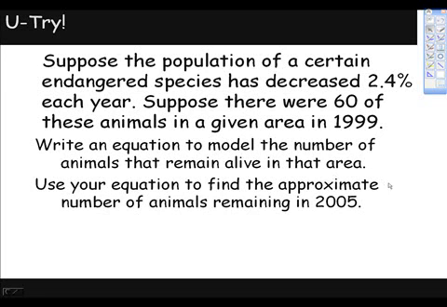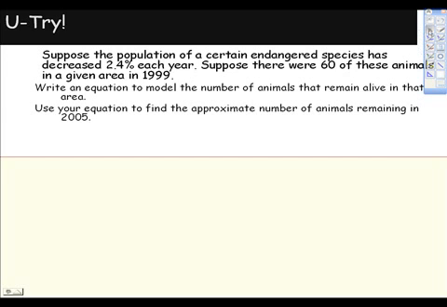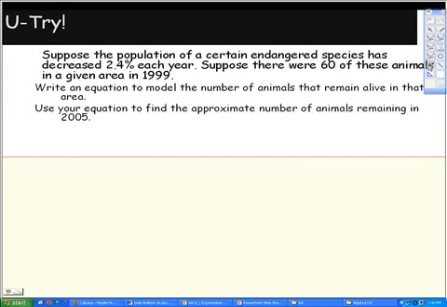All right, here's my solution. If I'm going down 2.4%, that means I'd start with 100%, I'd subtract 2.4%. What I'm going to be left with is 97.6%. That's 0.976. So that's my decay factor to the x. And I started out with 60 of them in 1999. So y is going to equal 60 times 0.976 to the x.